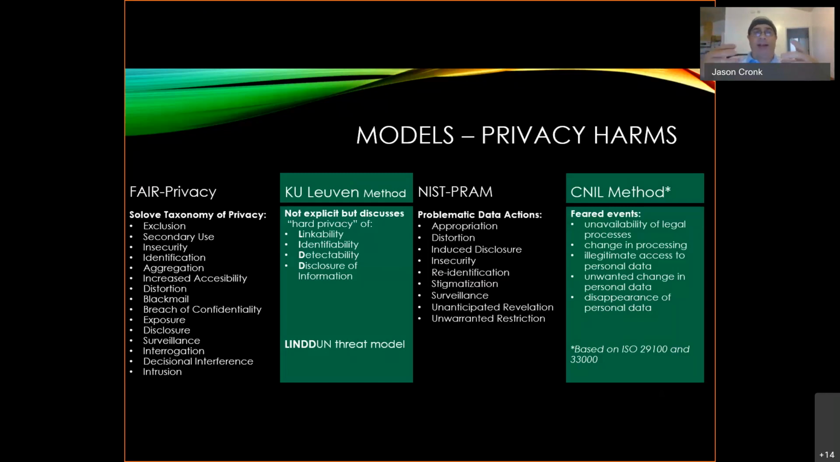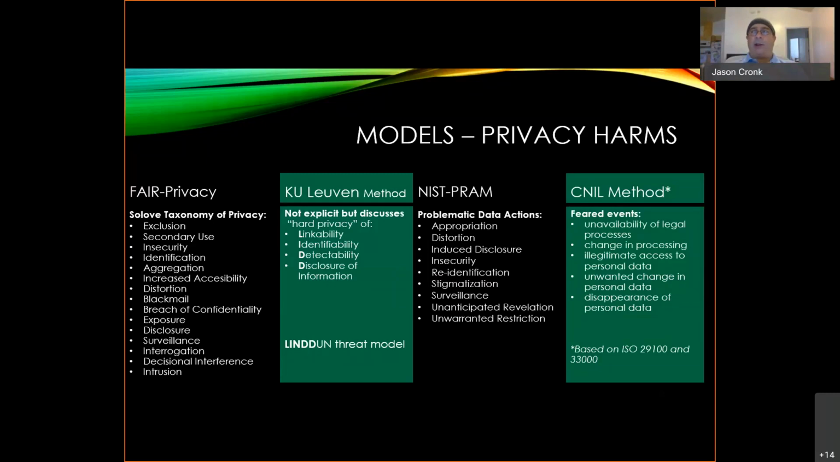Now, the fourth model I want to mention is the Kneal method, and they have feared events. So these are events that you're trying to, again, avoid: unavailability of legal processes, change in processing, illegitimate access to personal data, unwanted change in personal data, disappearance of personal data. And as Isabel pointed out when we were going through this, it's based in part on the ISO 29100 and 33000 privacy standards.